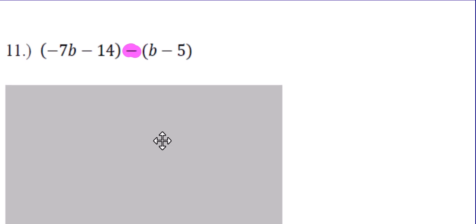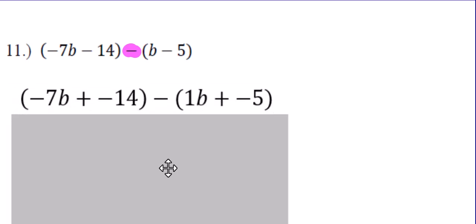All right, next one, number 11. I see again this is subtraction. We don't love those. We did switch up the variable to b here, but that's okay. First thing I want to do is rewrite negative 7b minus 14 as negative 7b plus negative 14. For right now, since I didn't do the additive inverse, I kept my subtraction. b minus 5 is the same as 1b plus negative 5.